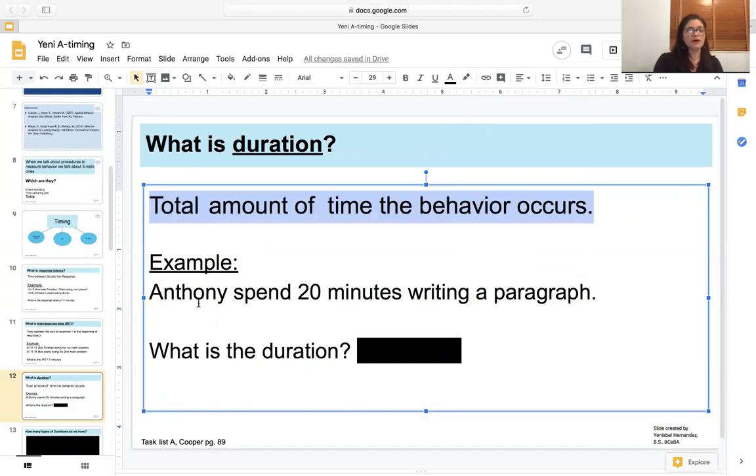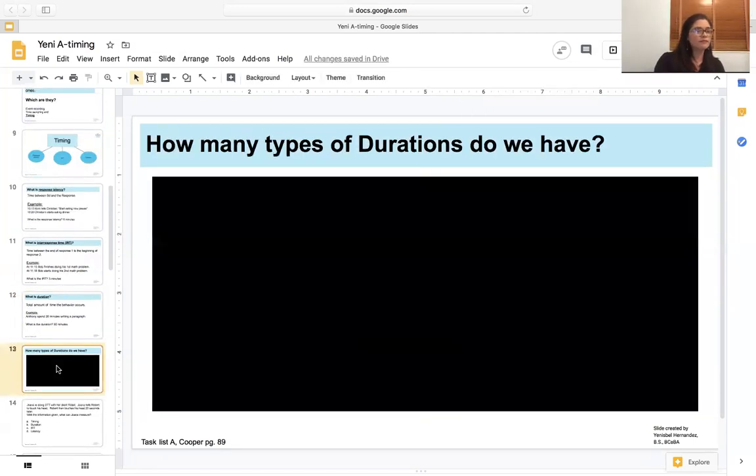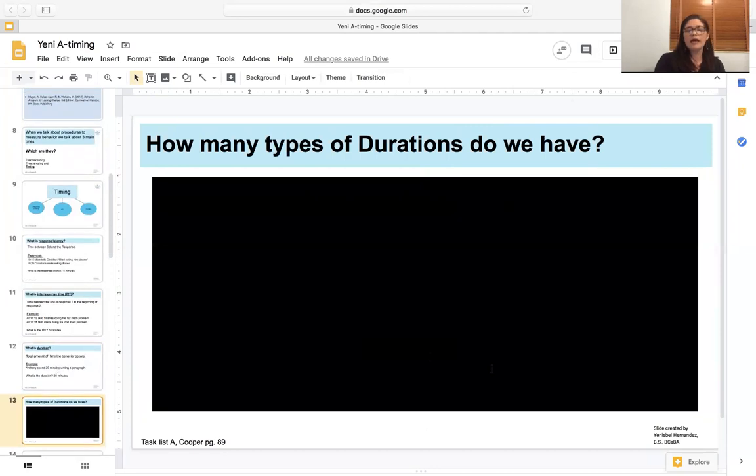So for example, Anthony spends 20 minutes writing a paragraph. What is the duration? 20 minutes. That is in our faces. It's hard to miss it. Okay, I added something extra. Sometimes we're not aware of it, but Cooper talks about it. There are 2 types of duration. Do you know the 2 types of duration? The total duration and duration per occurrence. Exactly. So be aware of it when you encounter it on your test.